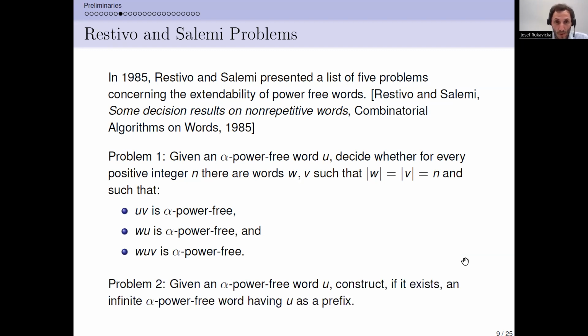The second problem: given an alpha power free word u, construct, if it exists, an infinite alpha power free word having u as a prefix. So this is about infinite extension of the word u in such a way that the infinite word is alpha power free.